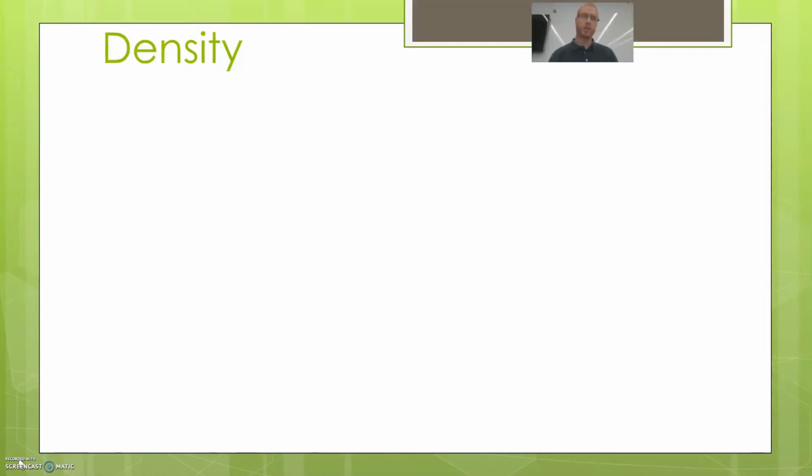Okay, so now we're going to continue with our little mathy stuff that we're doing. And we're going to talk about density. Now, chances are you've talked about density before. Okay, and we're going to talk about it a little bit more because density is a pretty important concept.